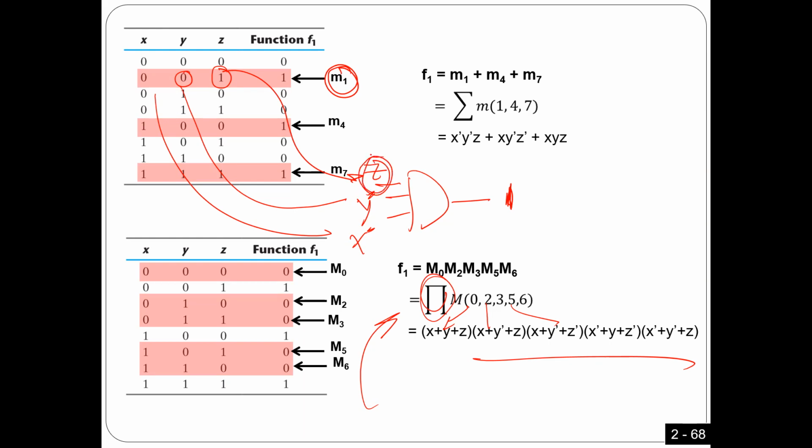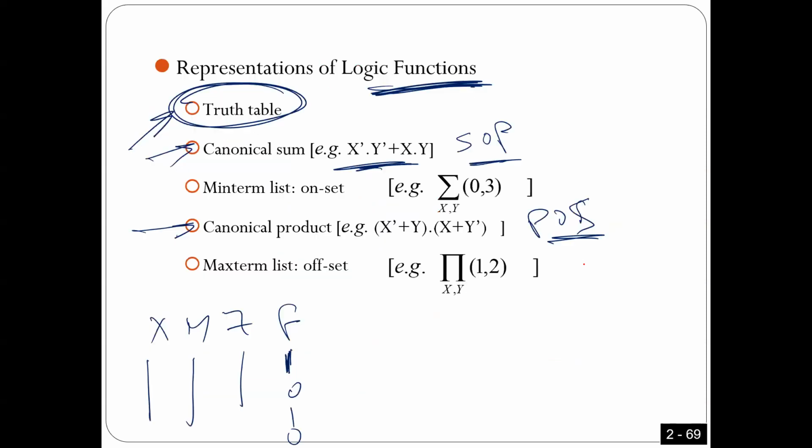If z here doesn't have a complement, I'm going to make it 1, and the other ones I'm going to put 0. So this one is equivalent to 0, 0, 1. You understand what I'm saying? That's exactly what I did here.